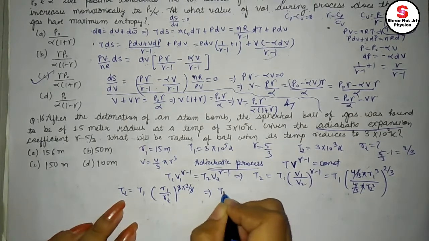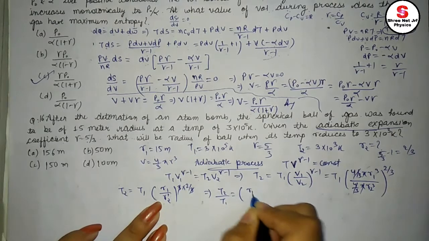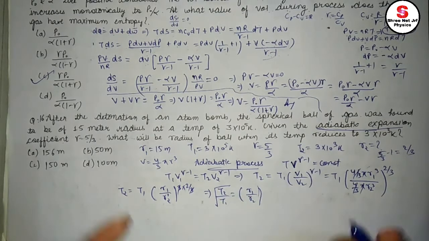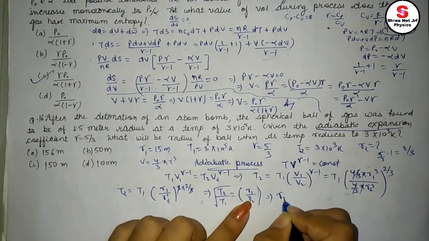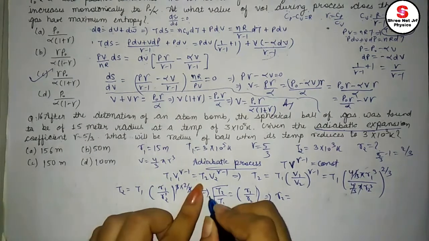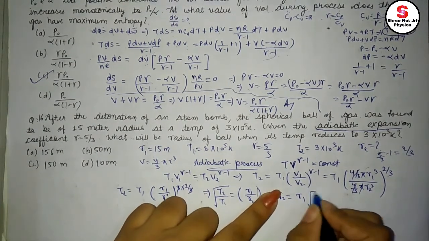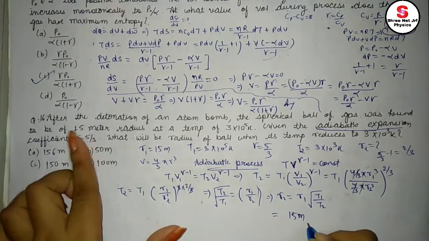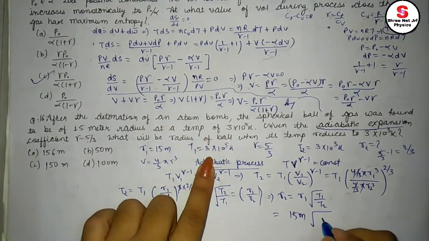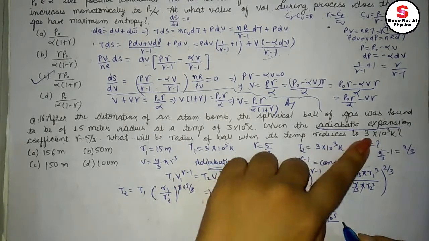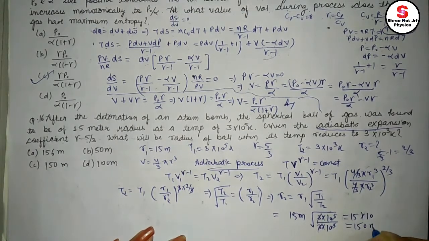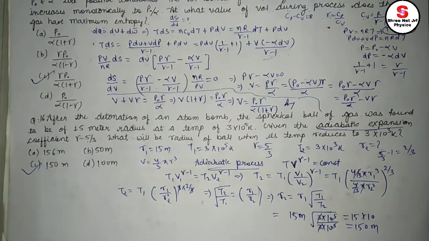This implies that T2 by T1 equals R1 by R2 squared, and if I remove the square, I can take the root. That means R2 is equal to R1 times root of T1 by T2. R1 is given as 15 meter, T1 is 3 into 10 power 5, T2 is 3 into 10 power 3. Root of 100 is 10, so 15 into 10 is 150 meter. So 150 meters, C is our right answer.